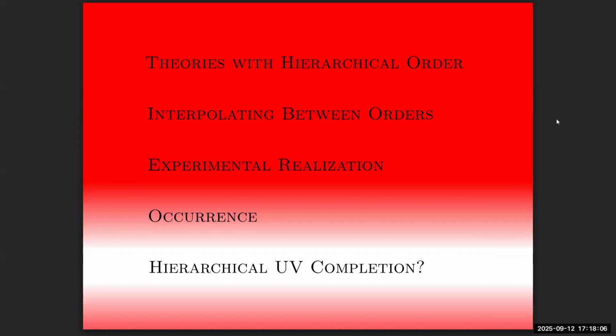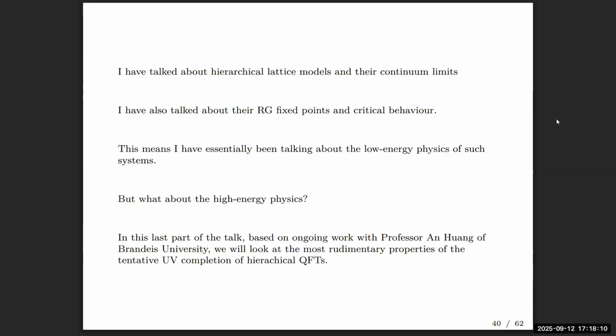But with that, I really do want to move on to the last part of the talk, which is speculating about the UV completion, right? So the point is, I was talking about continuum limits, I was talking about the effective low energy physics, the kind of thing you see when you flow deep in the IR doing renormalization group flow analysis. So what about the high energy physics, right? So this last part, this is ongoing work.